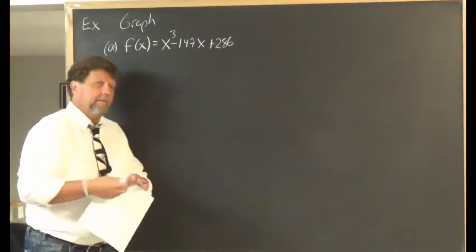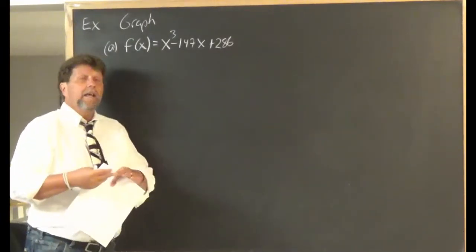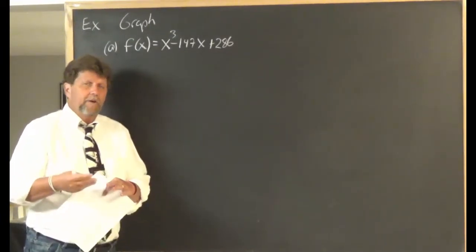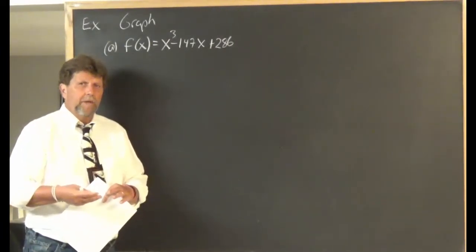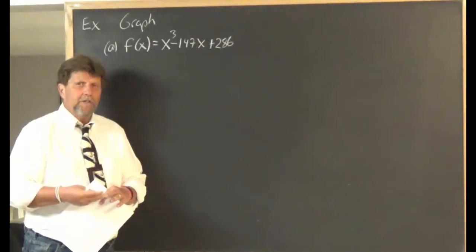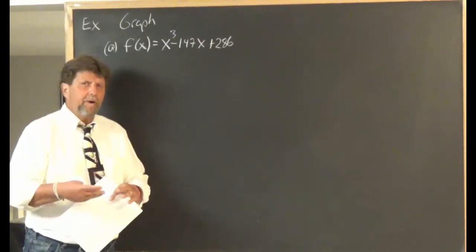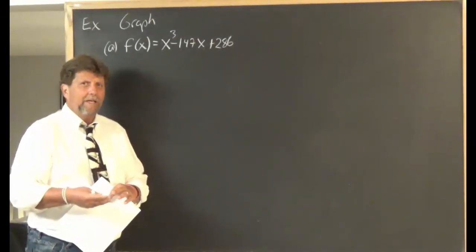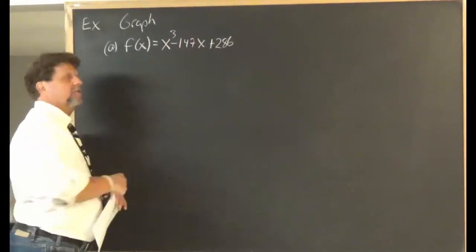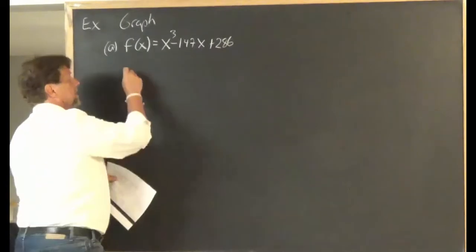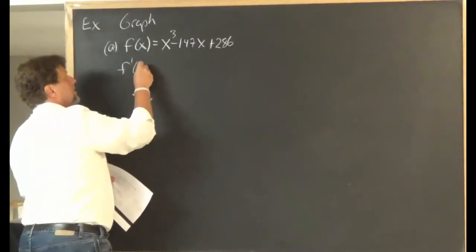I may make some observations that it's a polynomial function, so I know it's continuous everywhere. It's a cubic polynomial. The leading coefficient is positive, so it's an odd degree polynomial. Leading coefficient's positive, so I know that one end is shooting up, this end shooting down. But let's get on with doing some calculus.